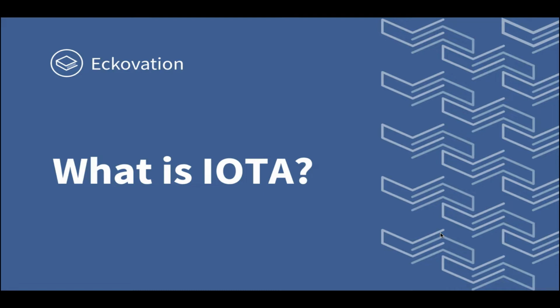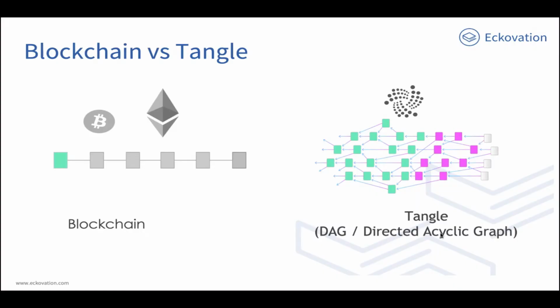In this video, we will study about IOTA and how it works. Mind you, blockchain and IOTA are both decentralized and distributed technologies. They are here to promote decentralization and not centralized technologies. So let's see how IOTA works.